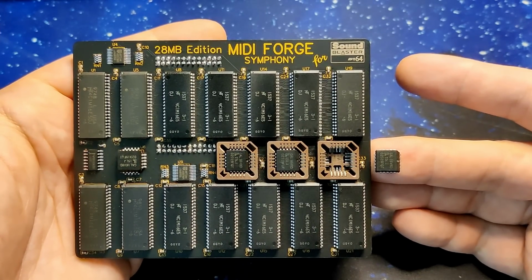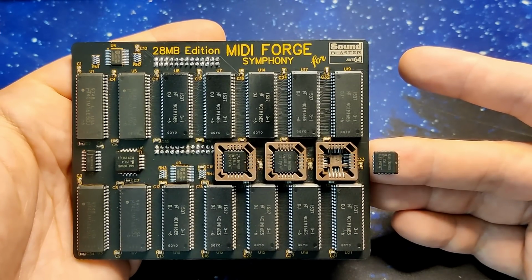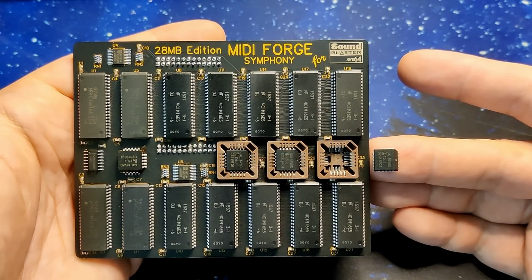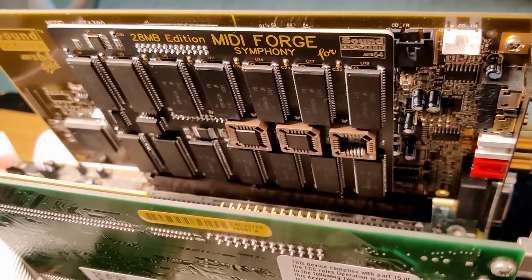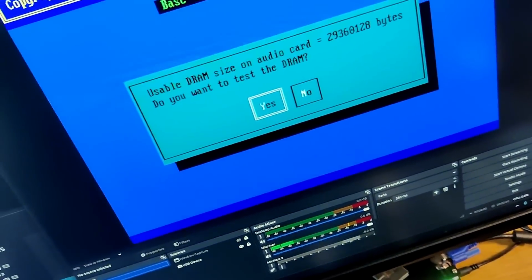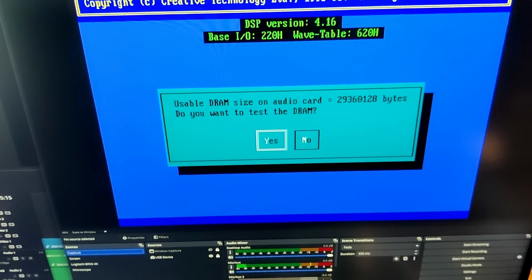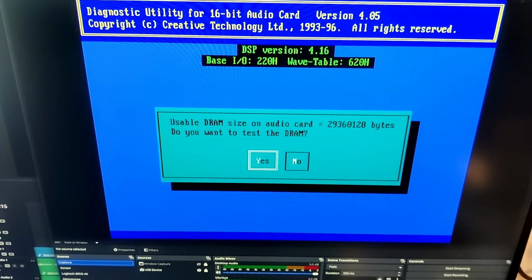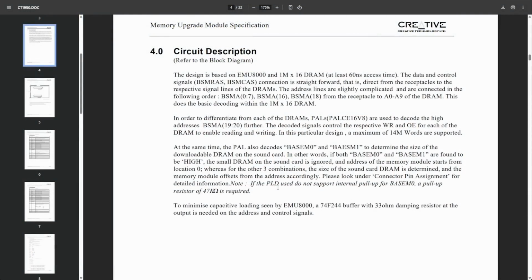What I did is I popped out this last GAL chip from my memory module. You see this, the last GAL chip on the very right is out. So this is now a 24 megabyte module. But when I go to the diagnose application, you see that we still get the full 28 megabytes. So the offset is working properly. The MIDI-Forged Symphony behaves exactly like it is described in the specification.